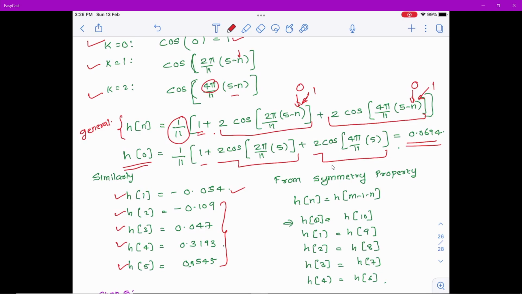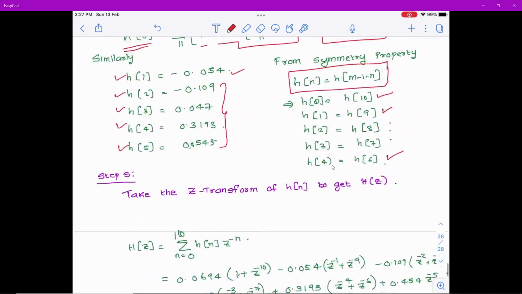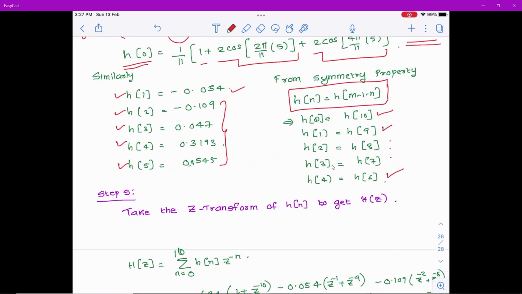But h of n is symmetric. As I said earlier, h of n is equal to h of m minus 1 minus n, where m is equal to 11, which means that h of 0 will be h of 10, h of 1 will be h of 9, and it goes like h of 4 will be h of 6. So you just need to find out only half of the values. The rest of the values will be symmetric.